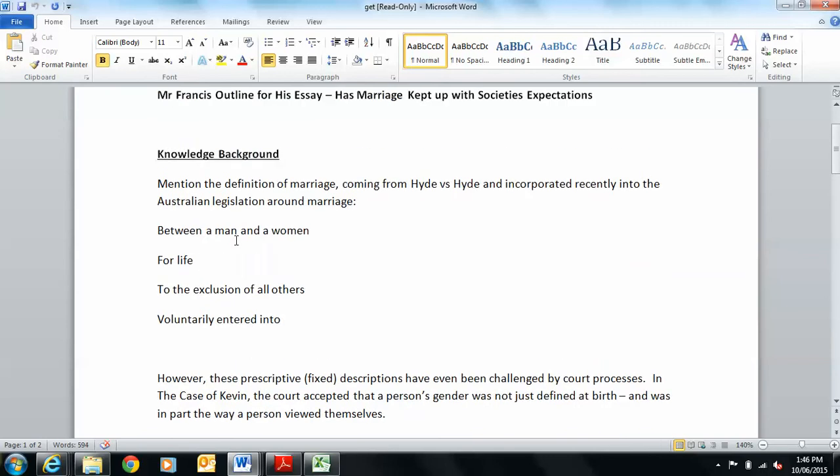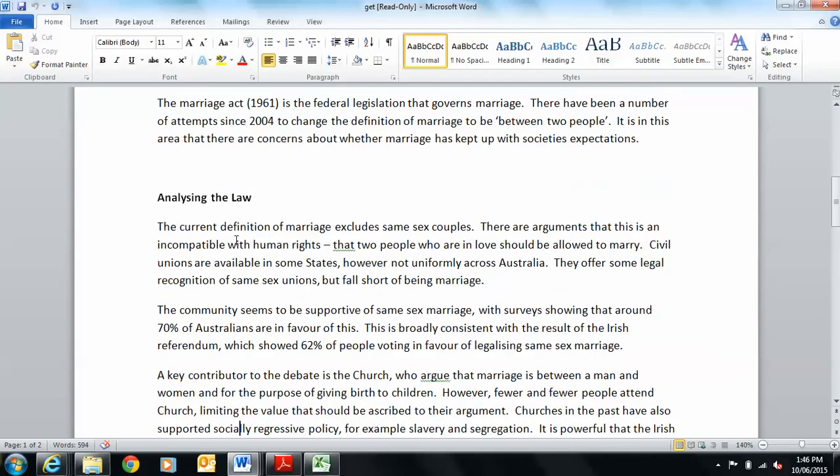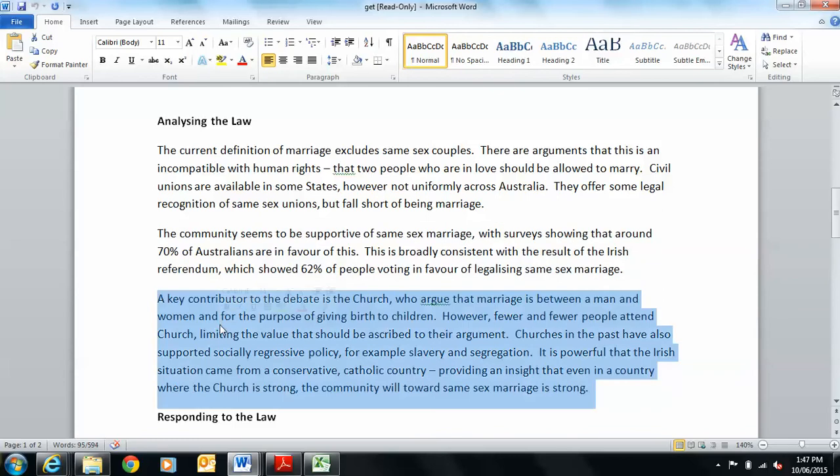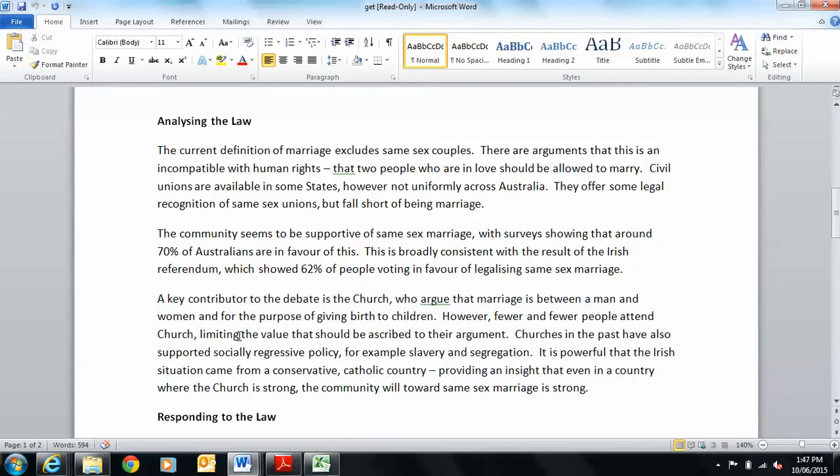So after I've gone through that first part, the knowledge, I come to the analysing element, right? The second criteria. So what do we get out of this? I would start by talking about the current definition of marriage excluding same-sex couples. Maybe think about, are there some human rights around same-sex marriage? Civil unions are available in some states, but there are limitations there. I'd talk maybe about the community response, because remember, we want to bring stakeholders into this, a number of different perspectives. The church is another stakeholder. So these are some of the issues that we look around that become important in analysing a situation.